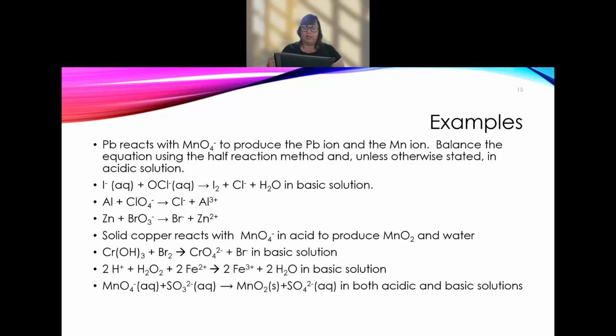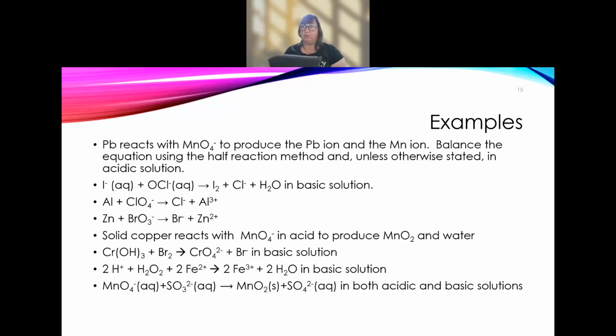So I'm going to add and simplify. I get 2I minus plus 2H plus OCl minus goes to I2 plus Cl minus plus H2O. Now, since that's an acidic solution, and I'm supposed to do this in basic solution, I need to add 2 OH minus to both sides because I have 2H plus in that balanced reaction. If I add the 2 OH minus to the reactant side, I then combine it with the 2H plus to give me 2 H2Os. If I add the 2 OH minus to the product side, I can then cancel the 1 water that's on the product side.